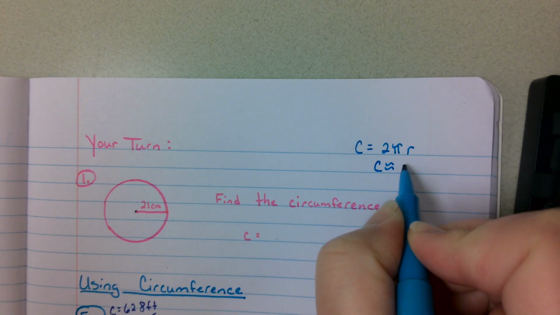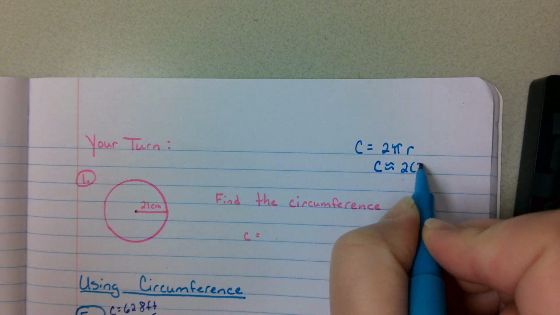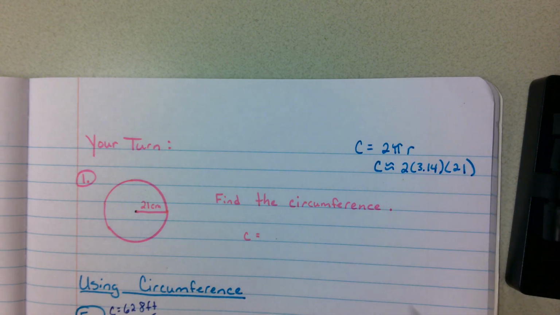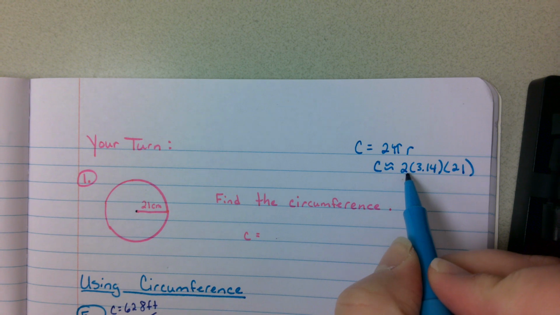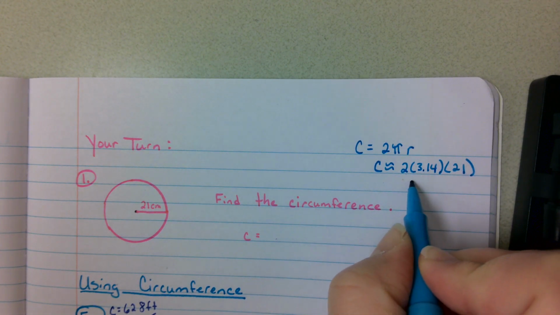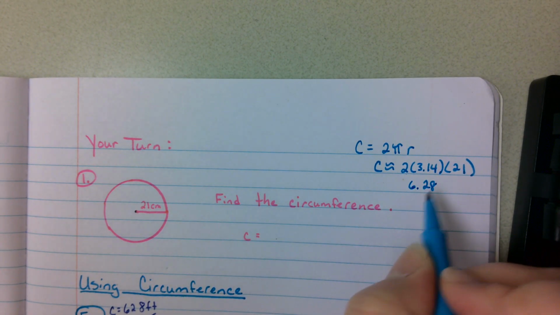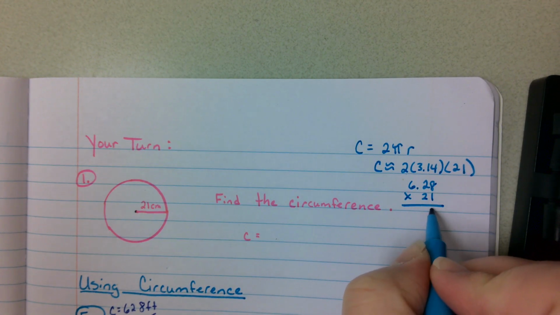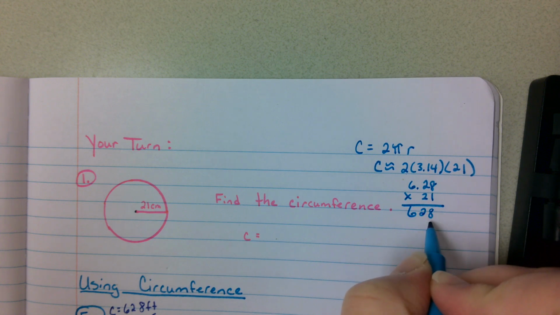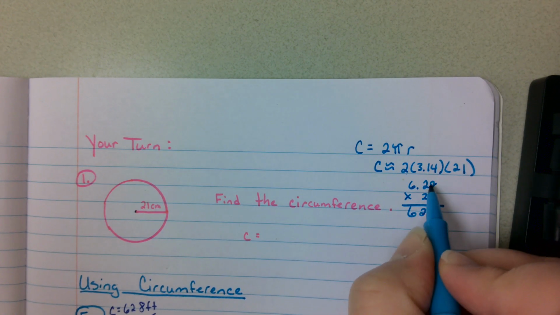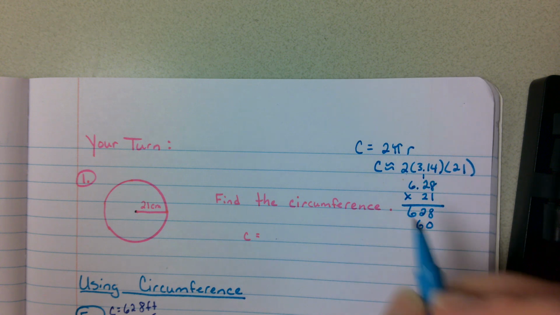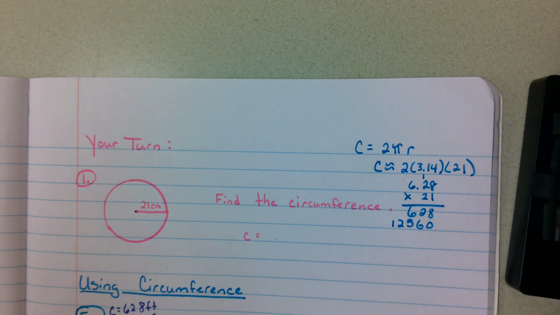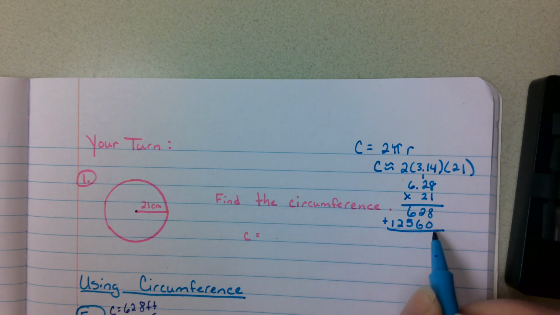Now we're going to substitute. Circumference is approximately 2 times 3.14 times 21. Remember I said you were going to use this one a lot. 2 times 3.14 is 6.28. Then we need to multiply that times 21. 1 is just going to give us our number again. Put our placeholder there, 0. 2 times 8, 16. Carry my 1, 4, 5. And 6 times 2 is 12. All right, I need to add those up.